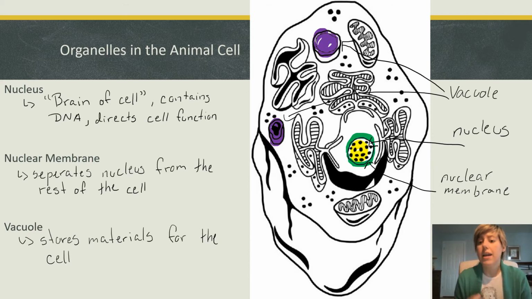Now, each vacuole, depending on what it stores, has a specialized name, but we're not going to go into that much detail. The key thing that we just need to remember is that the animal cell has multiple smaller vacuoles that hold different materials.